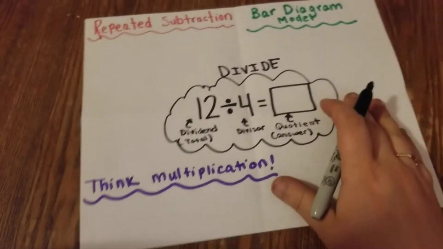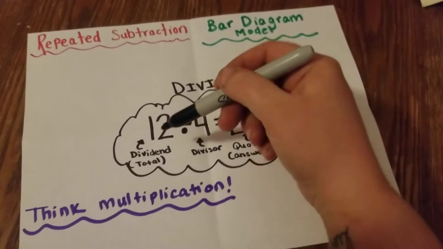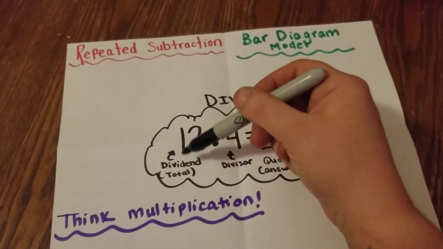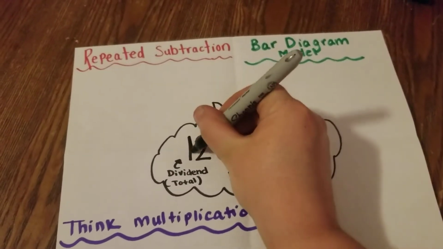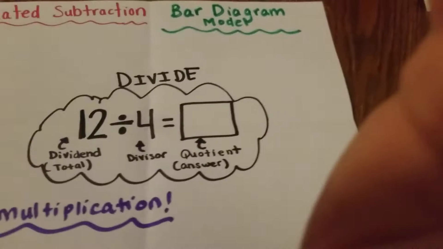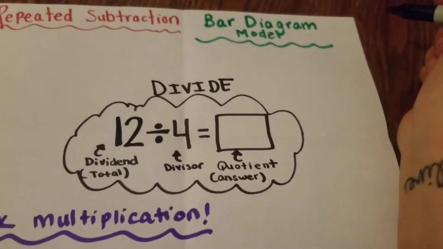Let's start off with some vocabulary. Remember, everybody should say dividend. Dividend is the total amount, okay? It's the largest number that you have. It's the total amount, and it's always going to go first in a division problem. In this case, 12 is your dividend.